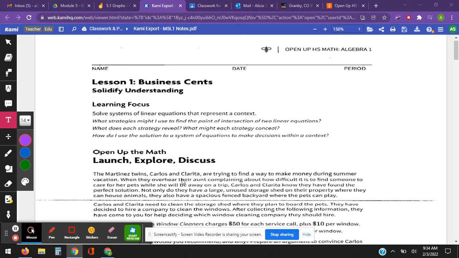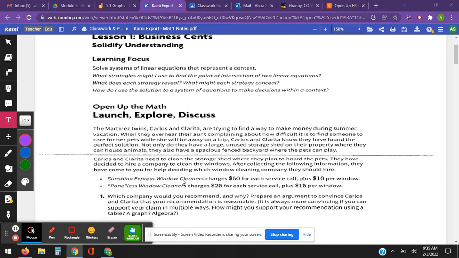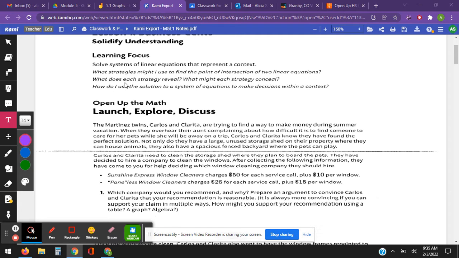Hi, this is Open Up Resources, Algebra 1, Unit 5, Lesson 1, Business Sense. We are learning about some options as you are looking for intersections of two lines of an equation, and we're putting it in the context of people trying to get some home improvements done.